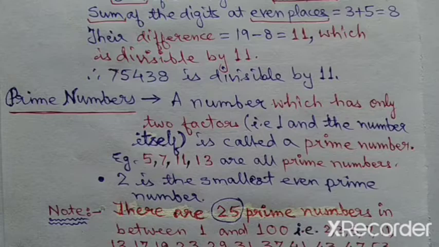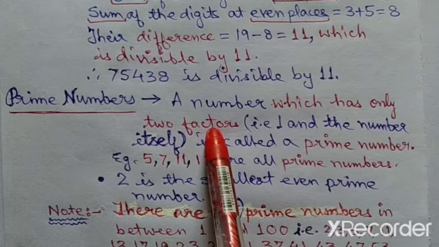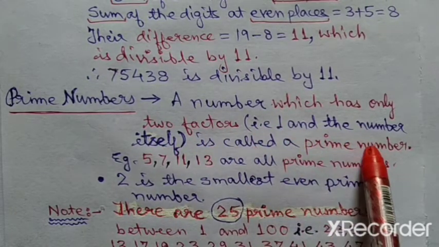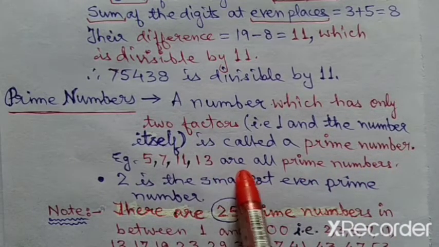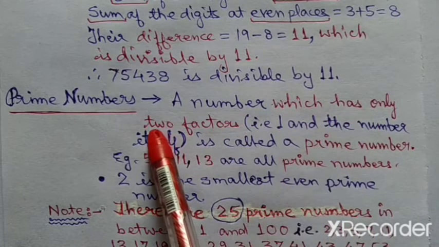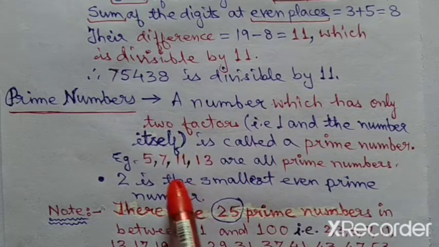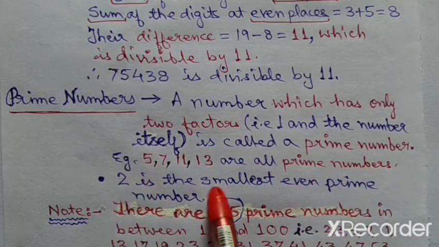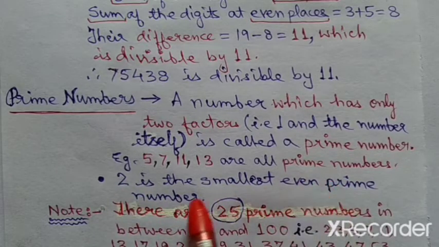What is the meaning of a prime number, children? A number which has only two factors, that is 1 and the number itself, is called a prime number. For example, 5, 7, 11, 13 are all prime numbers. Why? Because all have only two factors, that is 1 and the same number. That is why these numbers are prime numbers. And 2 is the smallest even prime number. Always remember, 2 is the smallest even prime number.